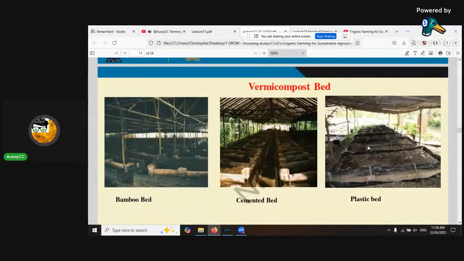Here's some of the bamboo structures. Look at that, I love them. Split bamboo. Bamboo beds. Look at that, it's a big massive thing underneath. It's just so rad.